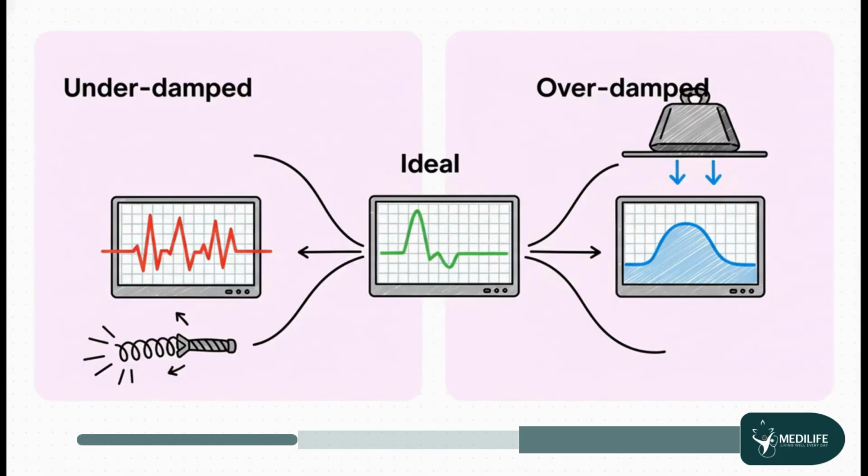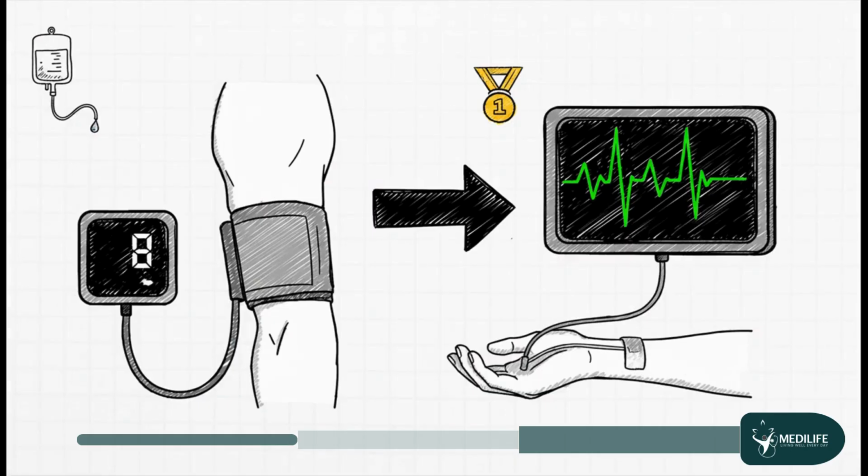But here's the catch. Just having an A-line isn't enough. The waveform it produces has to be accurate. If the system is what we call underdamped, the waveform gets all spiky and whipped, giving you a systolic number that's way too high. If it's overdamped, it gets flattened out, and you get a reading that's falsely low. Getting this waveform just right is absolutely critical. And that right there is why we use it. When that waveform is dialed in perfectly, the A-line is the gold standard. It's way more accurate than an automatic cuff, which is essential when you're adjusting powerful blood pressure medications, where every single point matters.